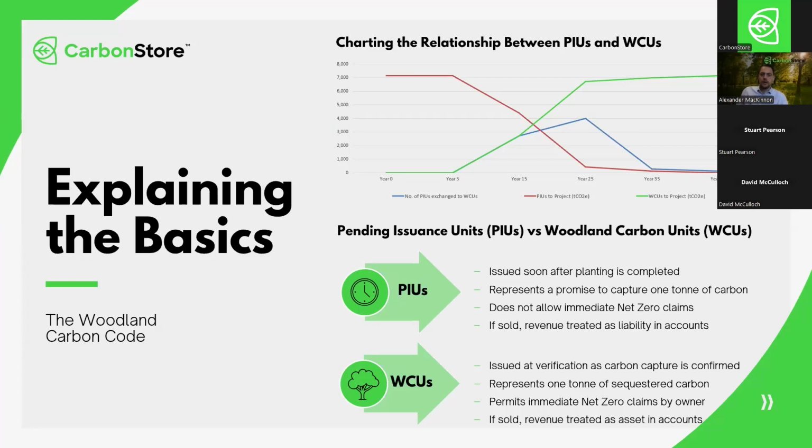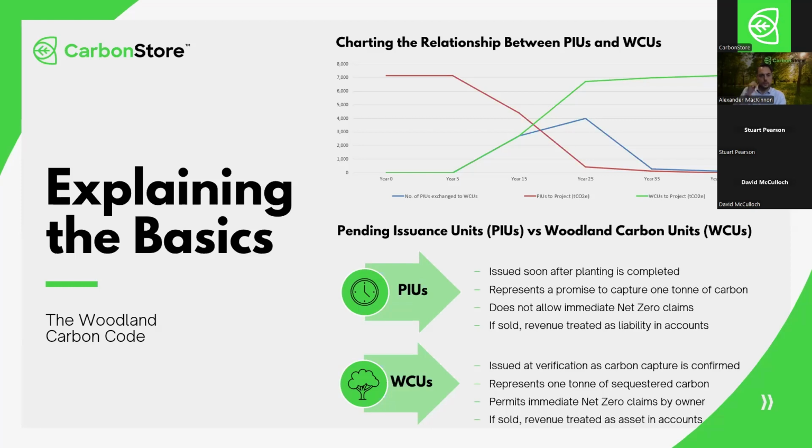For companies buying WCUs, they can offset immediately against their emissions because those claims are backed by a tonne of carbon for which sequestration has been confirmed. And in contrast, the owner of a PIU can only say that they are on the way to being or working towards carbon neutrality because the carbon capture is contingent on the trees growing healthily.